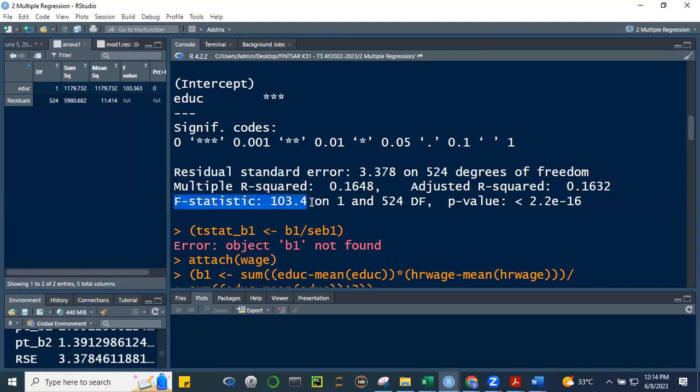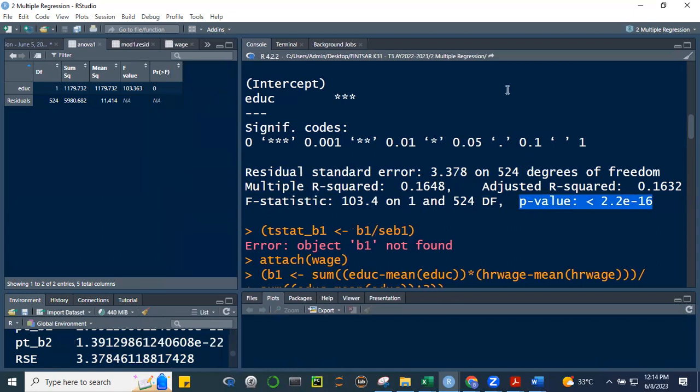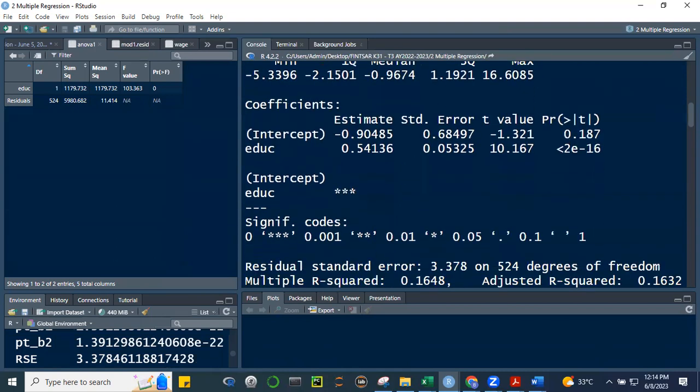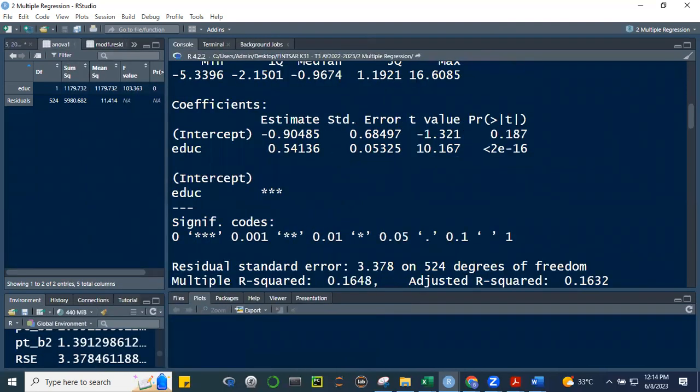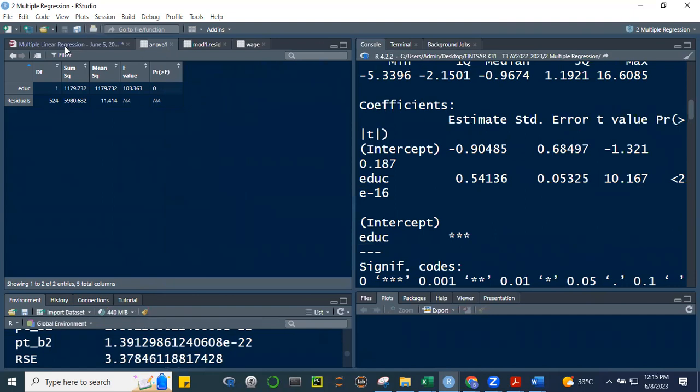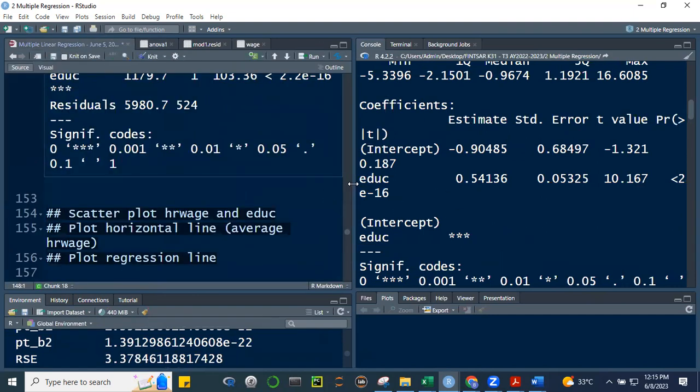FStat 103.4. Degree of freedom 1, degree of freedom 524. DF1 is the number of predictors. 524 is just n minus k minus 1. Then this is the p-value, which we're going to show in a while, how it was obtained. So more or less, class, this whole anatomy of our regression output, we should be very comfortable with this. We should know where those are coming from. So let's go here, class. Any questions?